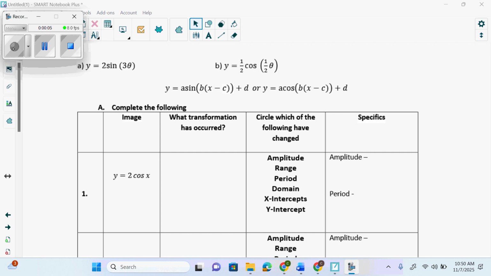We're going to go just to this table down here. So you know that the amplitude of a cosine and a sine graph was what? It was half the vertical distance. So what was it? 1. The amplitude was 1. Correct?